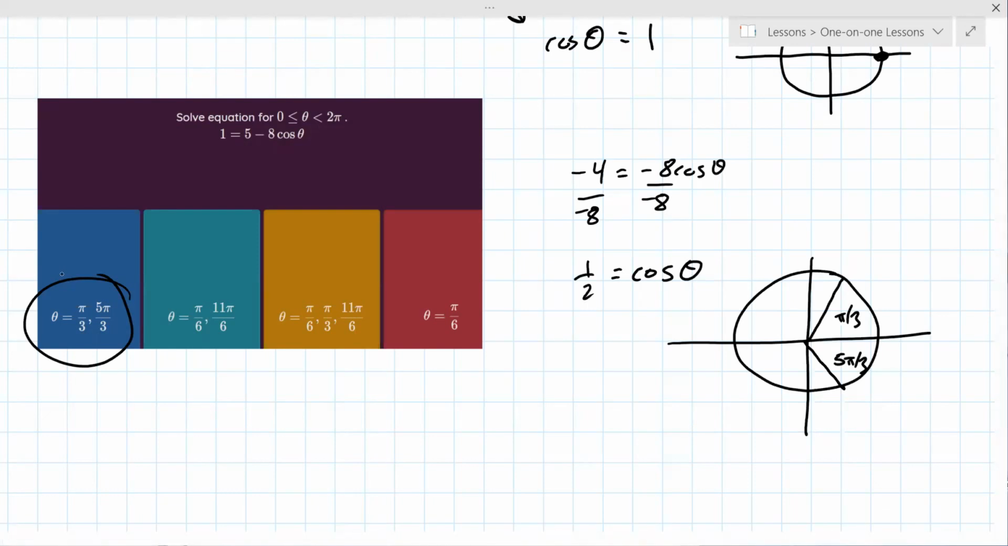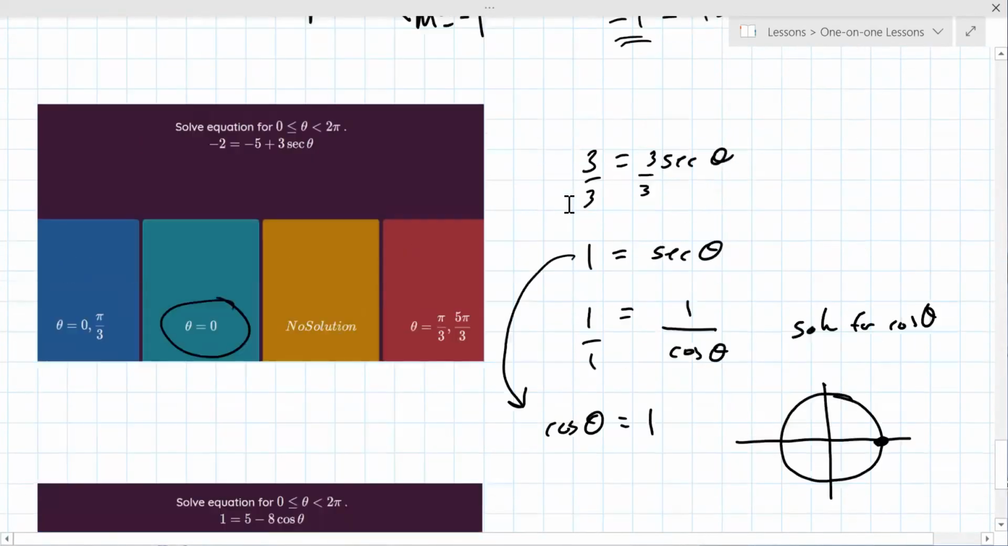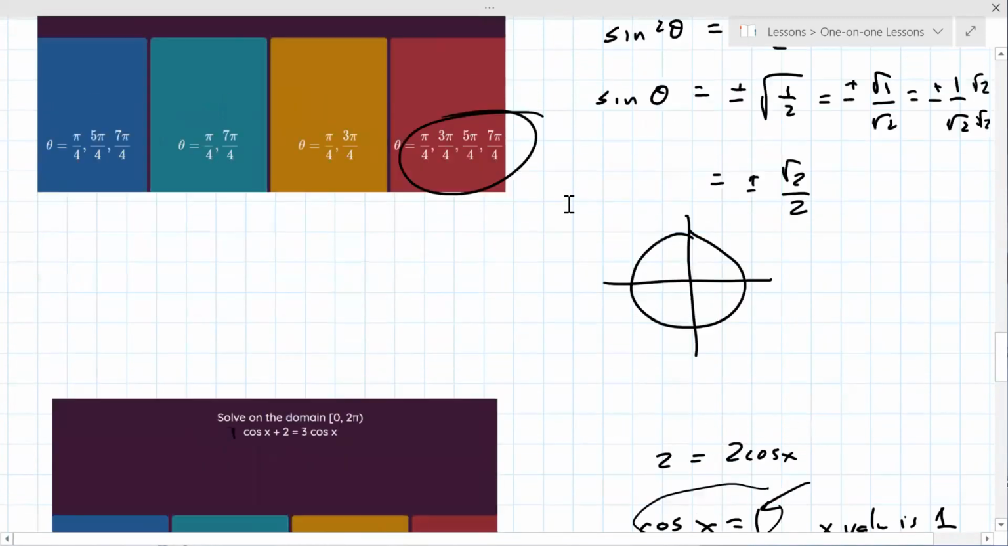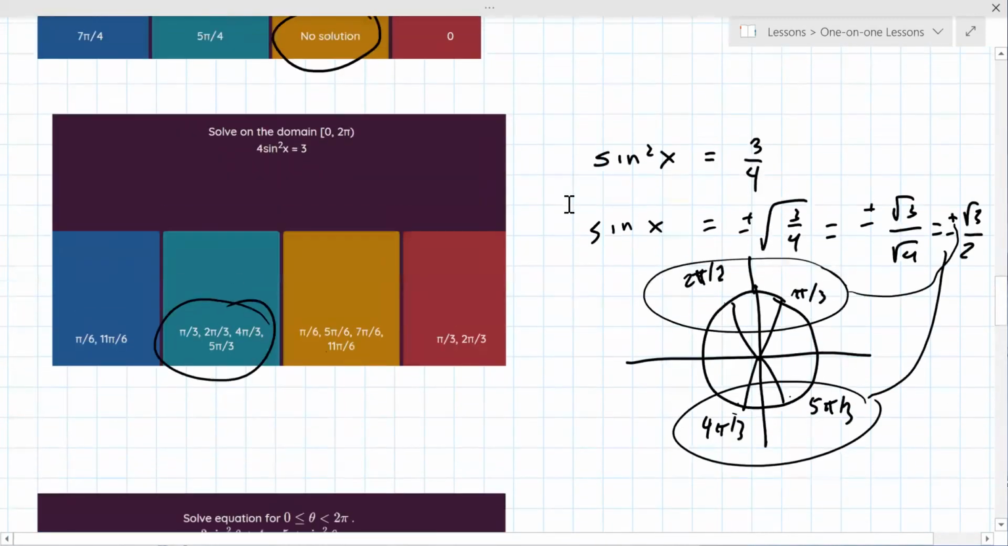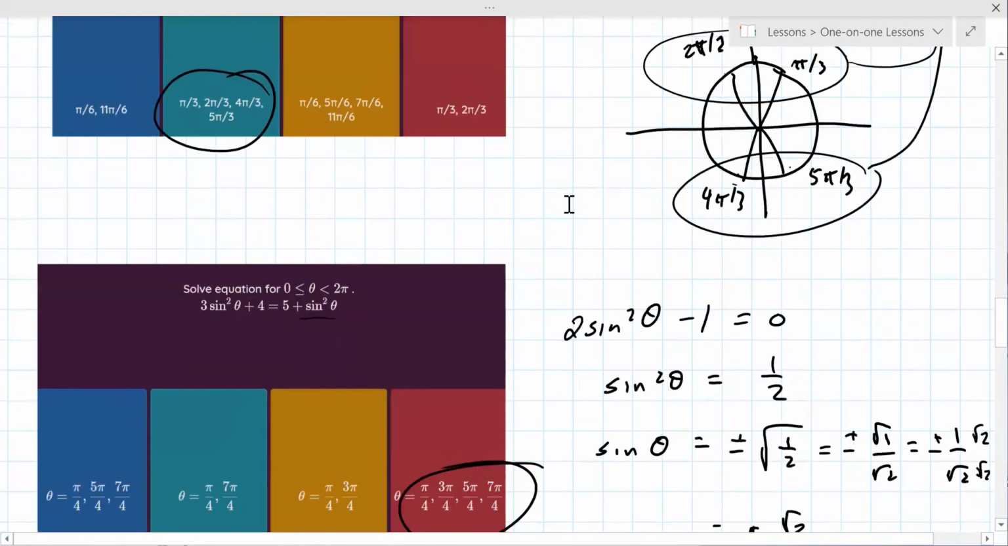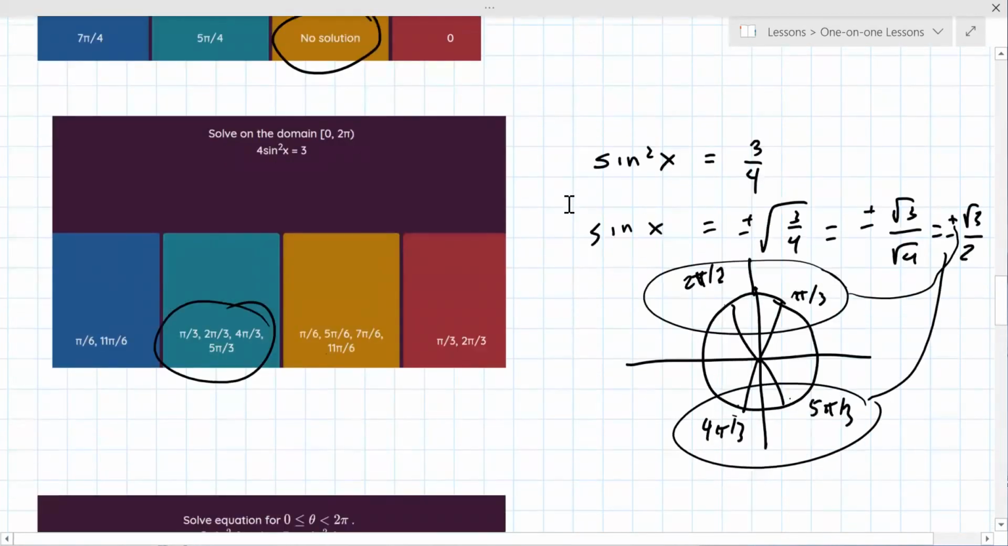Can we go back to one? I got one of them wrong. It was the 4 sine squared x equals 3. What was the answer to that one? I think I clicked on the answer too fast or something. Do you know which, this one right here? Pi over 3, 3 pi over 4. There we go. That's the end of that.